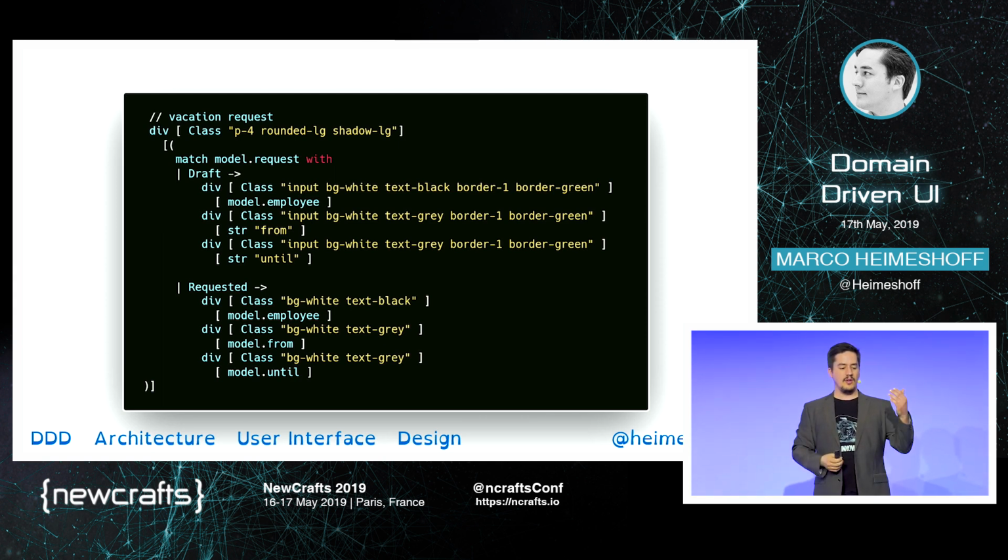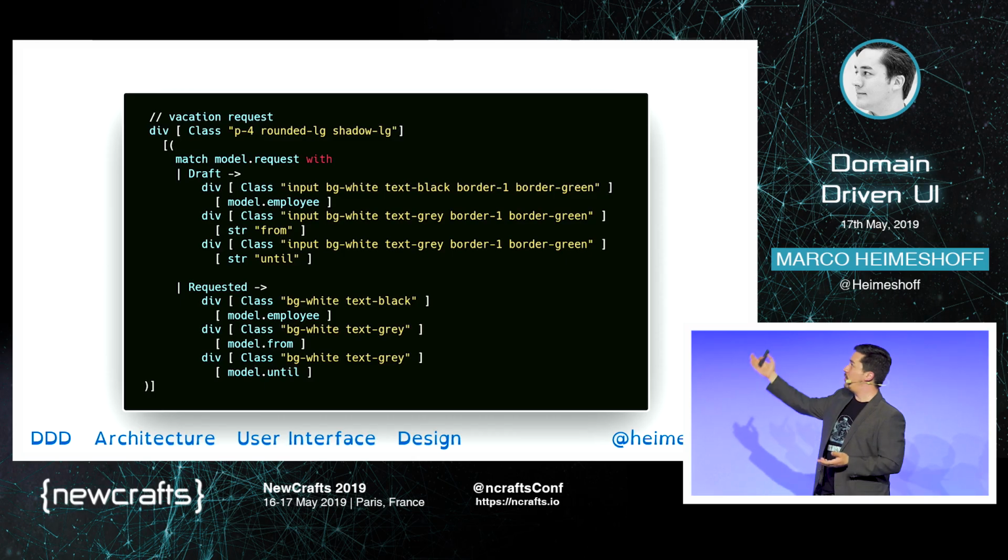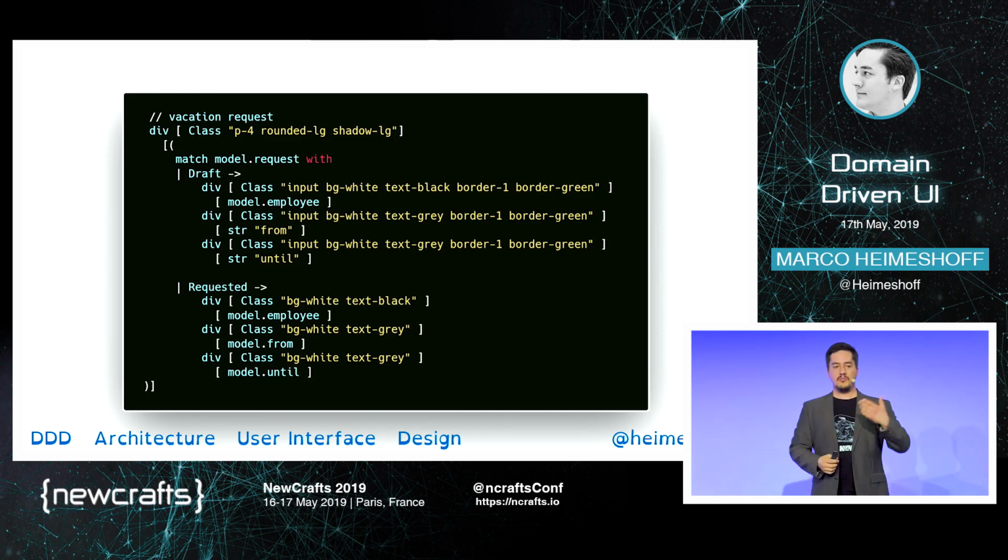It contains, depending on whether I'm in drafting or in requested mode, 3 divs showing me my name and telling me, hey, you can type in your data here from 1 to n, or it shows me the data that I already have chosen. Great. But this is, first of all, hard to parse. My brain has to parse it again. I have to read a lot of code for very little semantic content.